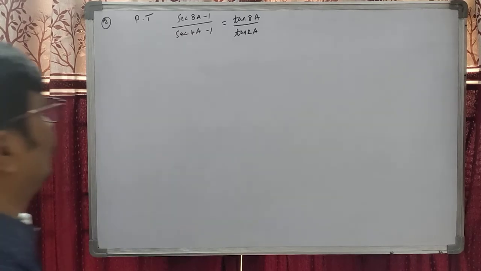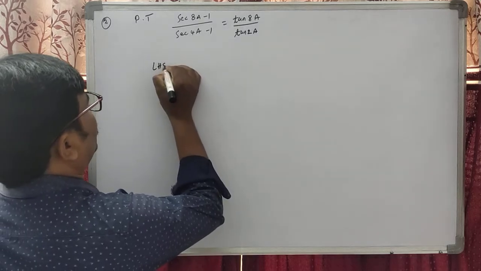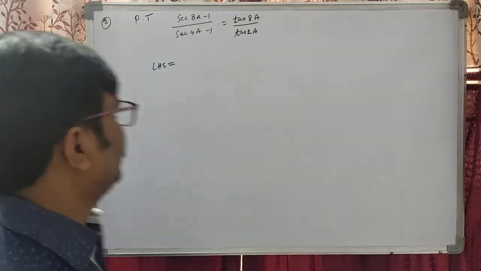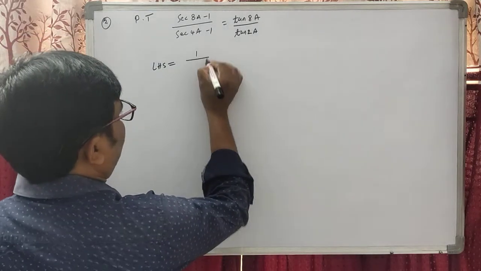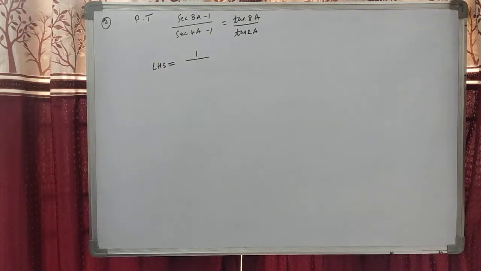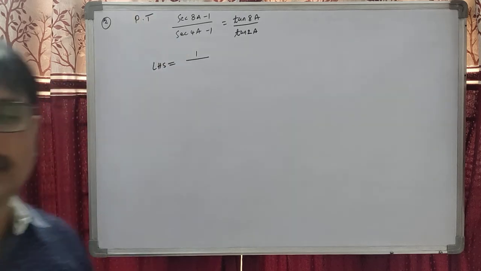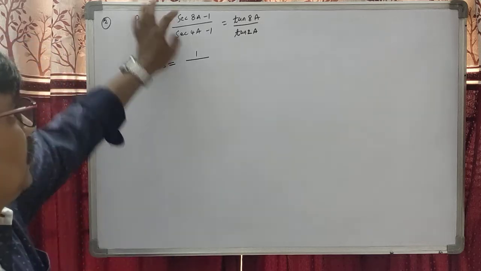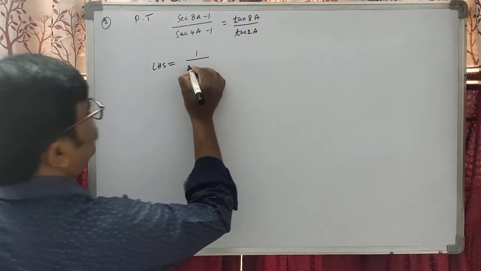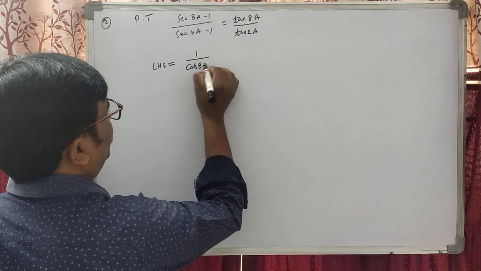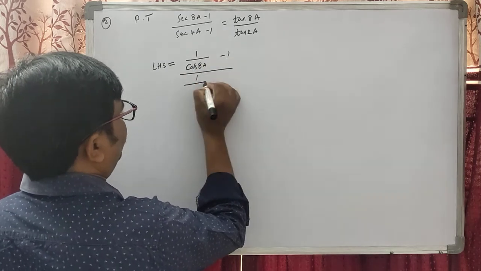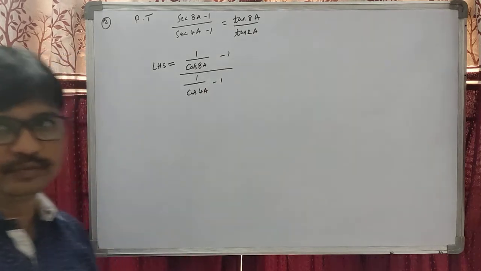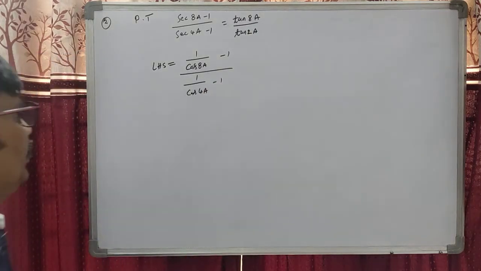Now, students, the second one. The left hand side is secant of 8a minus secant of 4a. Everybody knows this is one of the very easiest ones, quite simple. We can just write the reciprocal: the reciprocal of secant is cos. This can be written as 1 by cos 8a minus 1 by cos 4a.